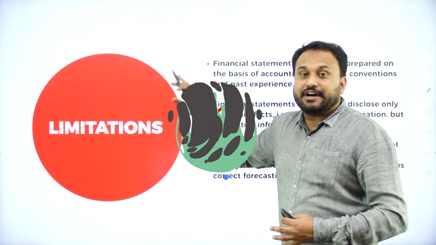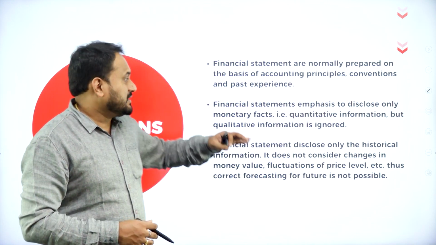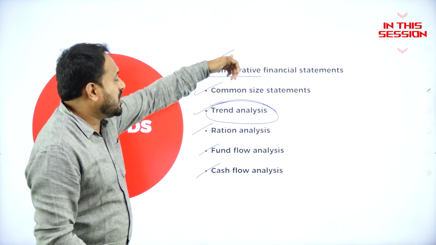This is a 5 marks question in the theory part, that is part C, where you will be getting it. Now this is all the things which you are supposed to write. We will take ratio, fund flow, cash flow some other time. We'll go with comparative, common and trend.